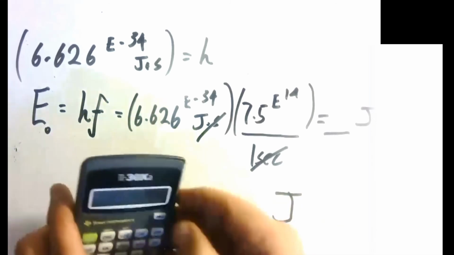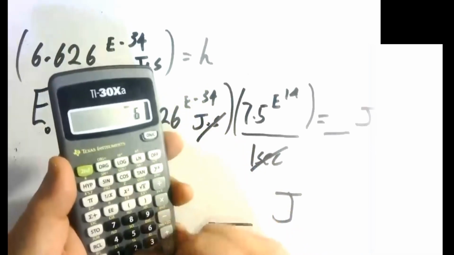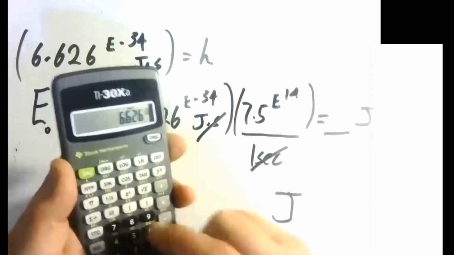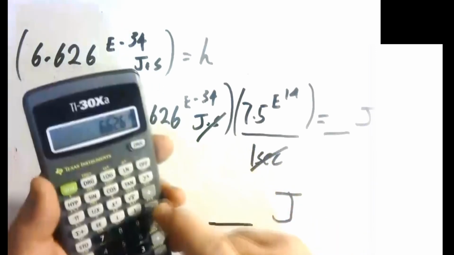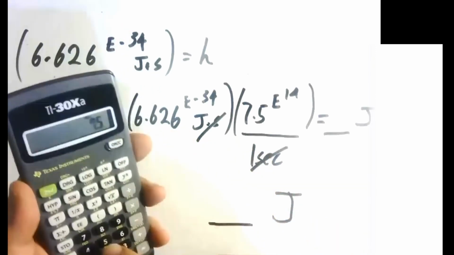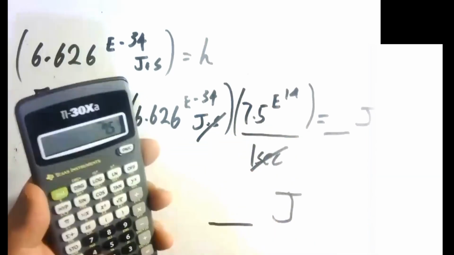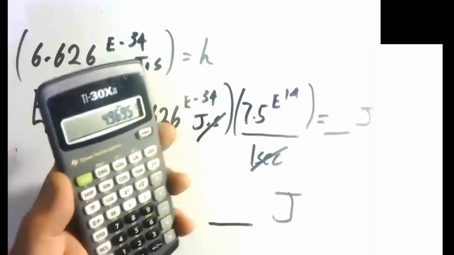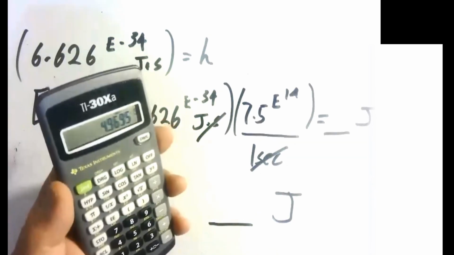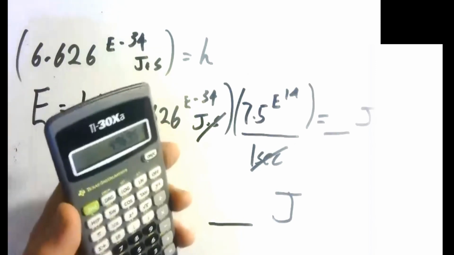Again, Planck's constant, 6.626 E 34, flip the sign, times 7.5 E 14 equals. I get this number, 4.9695, and the power is hard to see, but it is negative 19. I'm going to set that aside for a moment.